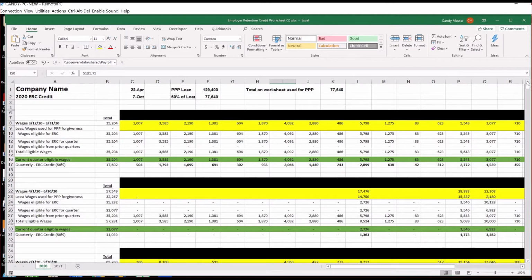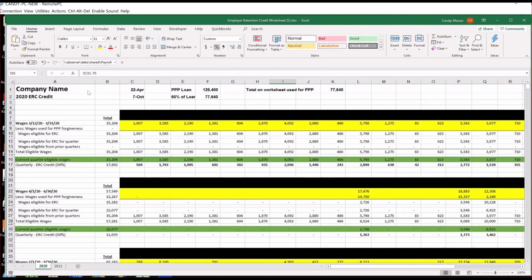This first one is actually a spreadsheet that was sent to me by someone who watched my video and wanted us to help him do his 941X calculations for the quarters that he qualified for. So he had already created this format. He'd already determined his PPP wages and then what could be used. And then we did file that, but I wanted to show you this format as well.